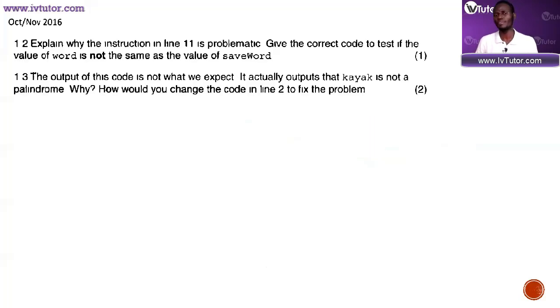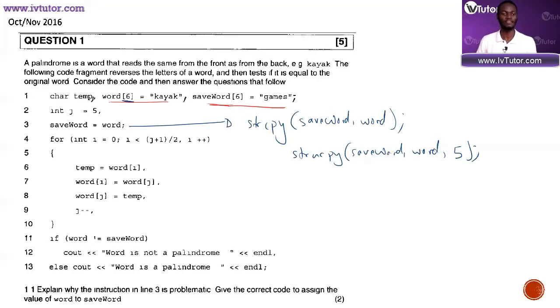The next part says, explain why the instruction in line 11 is problematic, and give the correct code to test if the value of word is not the same as the value of save word. So in line 11, we are trying to compare if these two words are not equal. That's the exclamation right here. The challenge again is that we cannot use inequality or equality operators with C strings. We have to use the string compare function, the strcmp function. We said that it returns 0 if those strings are equal, and here we are checking if they are not equal. In other words, we are checking that it does not return 0.